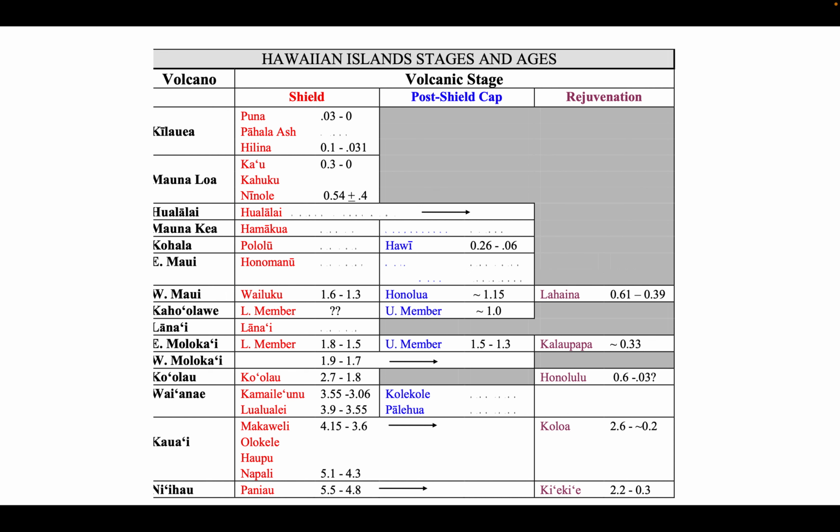Now, if we take a look at this table, we see that this table shows the names of each volcano across Hawaii, with corresponding ages listed under the names of mapped geologic units in red. Note that not every volcano has every stage. Some volcanoes skip a stage, for example the Ko'olaus, and some volcanoes die young, like Lanai.